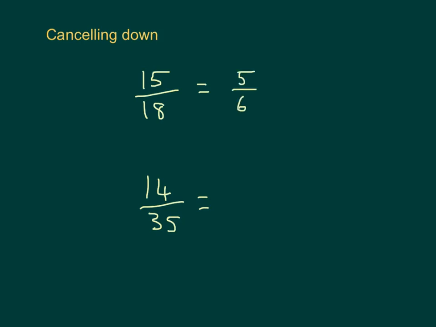So for the first one, 15 and 18 will both divide by 3 to leave 5/6. Of course, I can't divide 5 any further because it's a prime. And 14 and 35 both divide by 7. 14 divided by 7 leaves me with 2. 35 divided by 7 leaves me with 5. The key thing is spotting the factor that goes into both numbers.